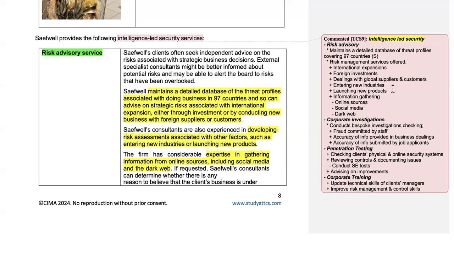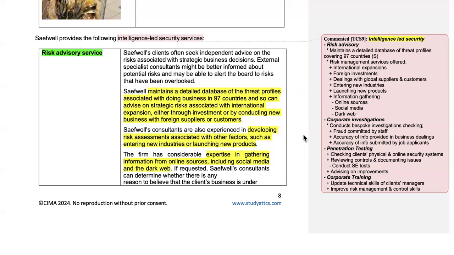And when entering into new industries, again, when you are going for some type of unrelated diversification, it exposes you to a plethora of risks. So Saefwell has the capability of understanding, identifying these risks and managing them appropriately. And when it comes to launching new products, again, the company is exposed to risks. We advise these clients how to manage them. And we are also involved with data gathering activities via online sources, via social media, as well as via the dark web to gain rounded information about a certain need possessed by one of our clients.